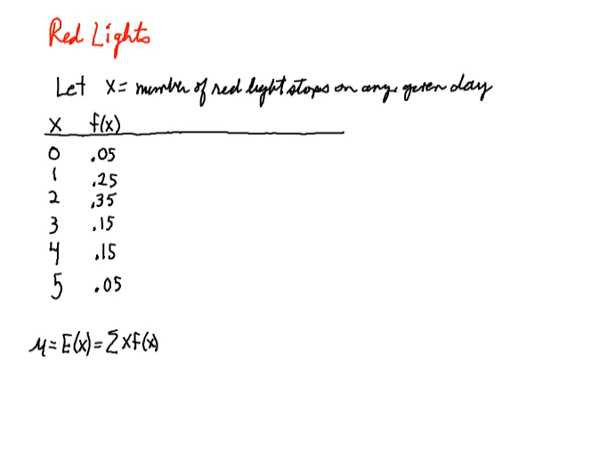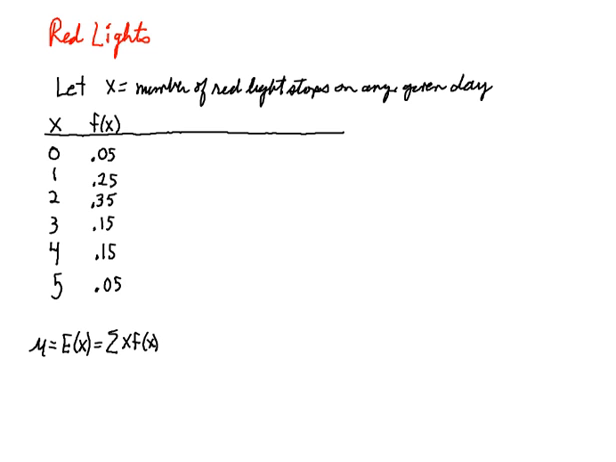Now, you might think that to find the average, I would just take the values of x, 0, 1, 2, 3, 4, 5 and divide by 6 and get 3. But you'll notice that each one of these values of x has a different weight to it. In other words, it's more likely that she will stop twice than she will stop one time or none. It is less likely that she will stop 5 times as opposed to 4 times.